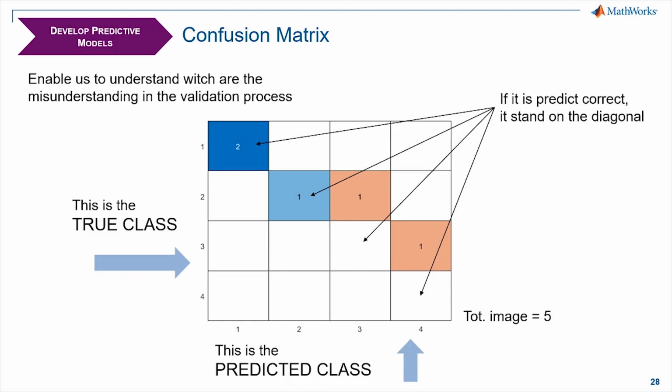If they stay on the diagonal, it means that the predicted class corresponds to the true class, so it is a correct prediction. If not, so they are off the diagonal, it means they are not correctly classified, so there is a misunderstanding. And so this allows us to know the performance of our net, and also where our net is not performing well, so we can fix that type of input.